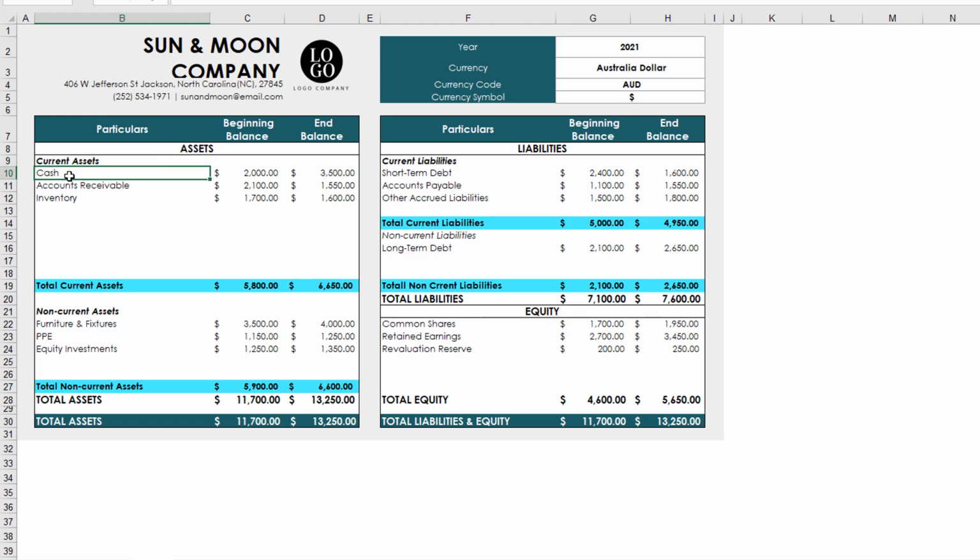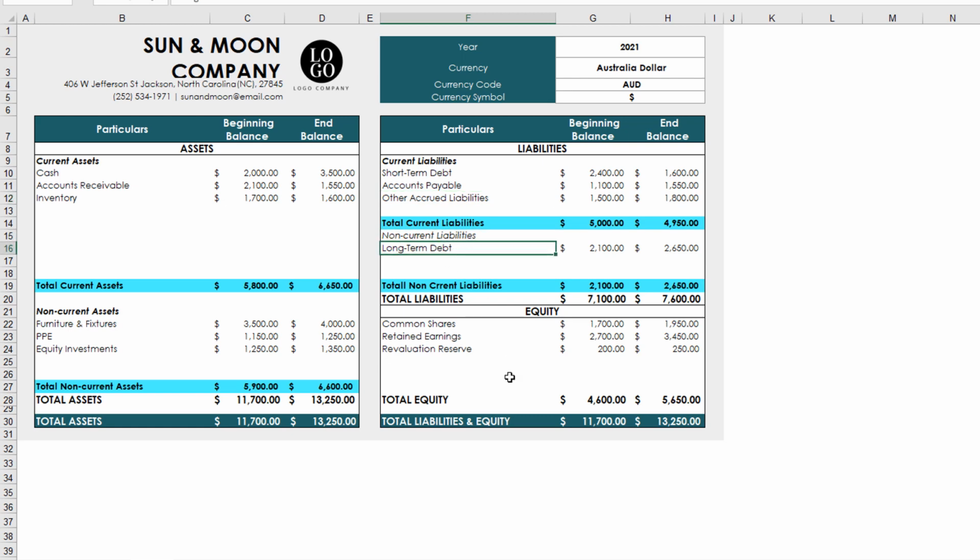It's important to note that the balance sheet must balance. This means that the total value of the company's assets must equal the sum of its liabilities and equity. This equation can be expressed as follows: assets equal liabilities plus equity.